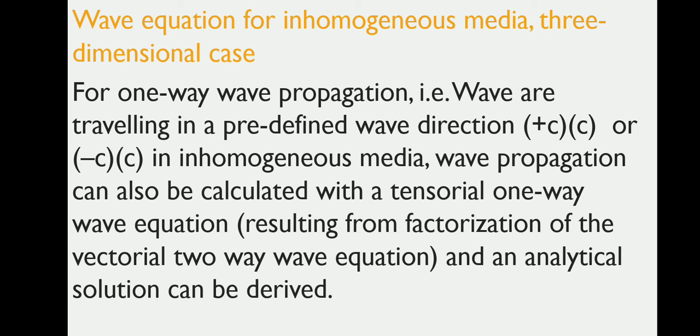Wave equation for inhomogeneous media, three-dimensional case. For the one-way wave equation, waves are traveling in a predefined direction, plus c or minus c. In inhomogeneous media, wave propagation can also be calculated with a tensorial one-way wave equation resulting from factorization of the vectorial two-way wave equations, and an analytical solution can be derived.